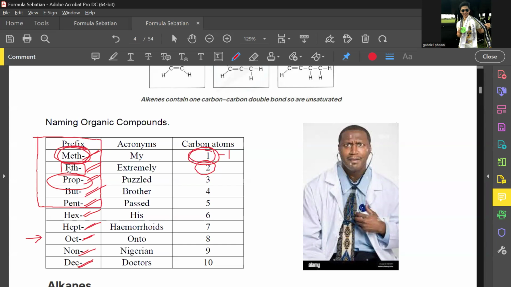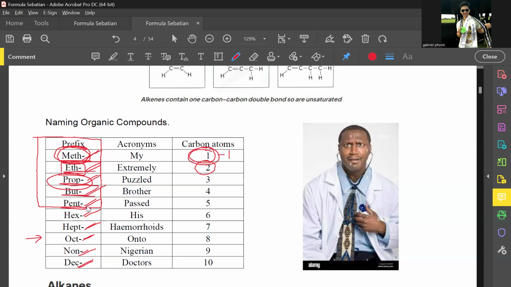If it's alkenes, methene, ethene, propene, butene, pentene. If it's alcohol, methanol, ethanol, propanol, butanol, and pentanol. And if it's carboxylic acids, methanoic acid, ethanoic acid, propanoic acid, butanoic acid, and pentanoic acid, and so on.